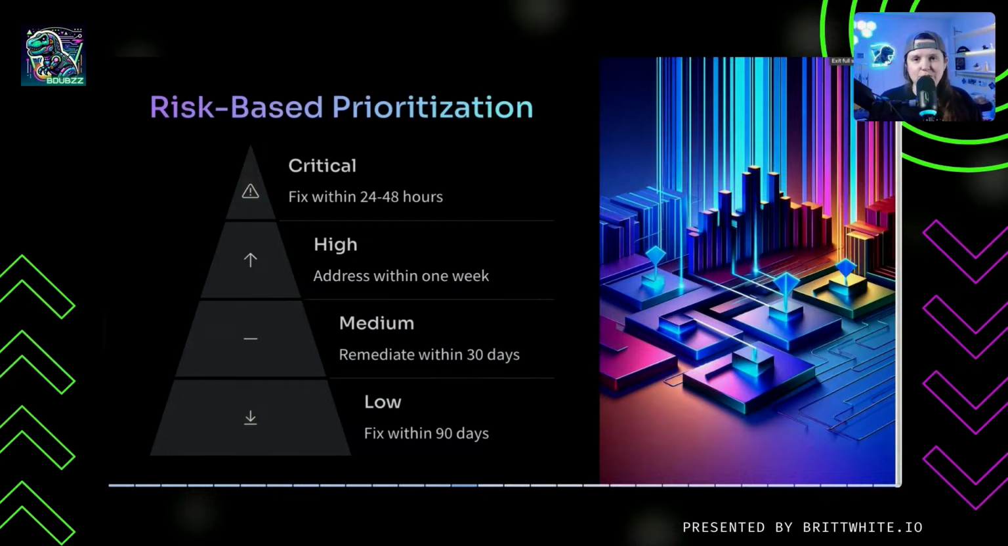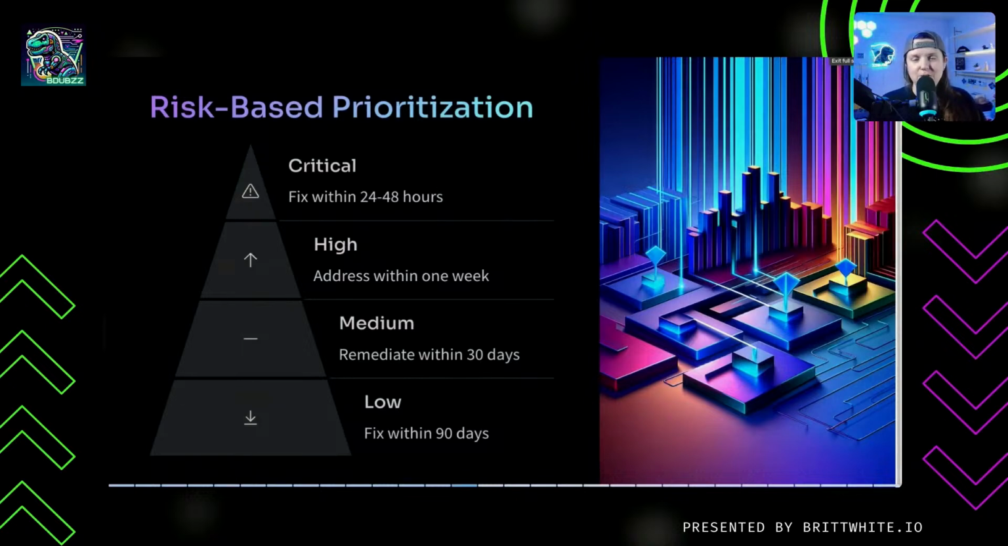High priority issues are significant vulnerabilities affecting important systems. Teams need about 1 week to address these, which is enough time to test fixes properly while maintaining urgency. Medium priority issues are notable problems with moderate risk. We allow 30 days for remediation, giving teams flexibility while ensuring accountability.